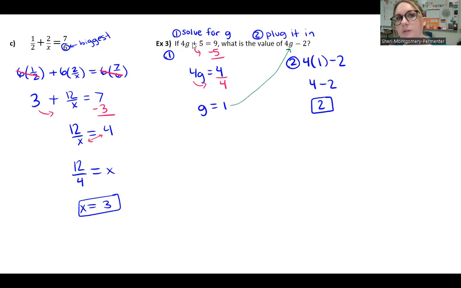It's a 2-step problem. So I have to first subtract 5. And so that comes down. 9 minus 5 is 4. I didn't do anything with that 4g. It just came down.